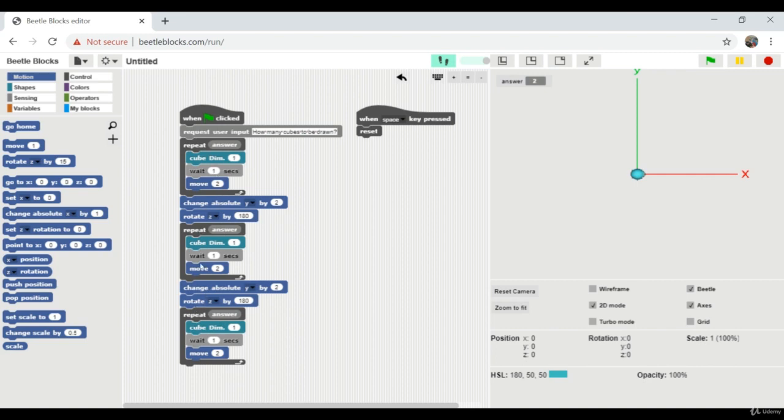So in all the 3 cases, what will happen is we are rotating the beetle by 180 degrees. So it will first go in the positive direction of the x-axis, then it will shift by 2, and then it will go in the negative direction. Then again it will shift by 2, then again it will go in the positive direction. So it will keep on moving on the x-axis while moving on the y-axis as well. So let's run this program.